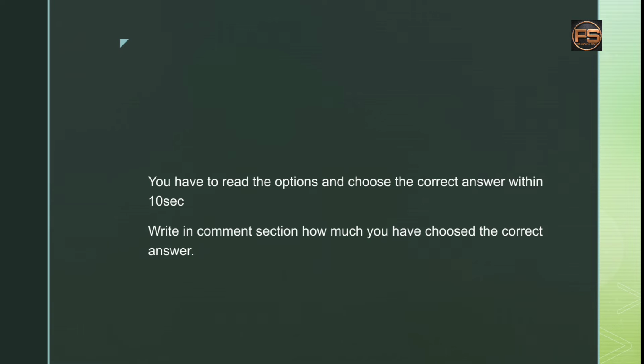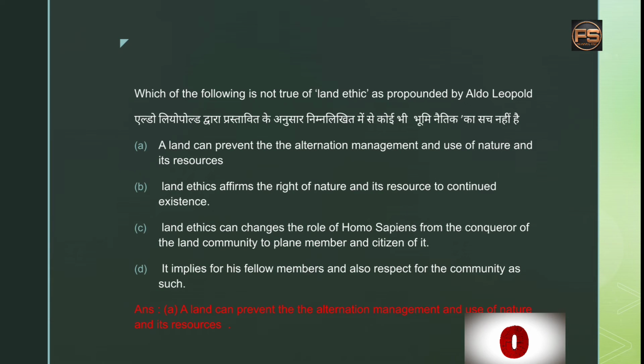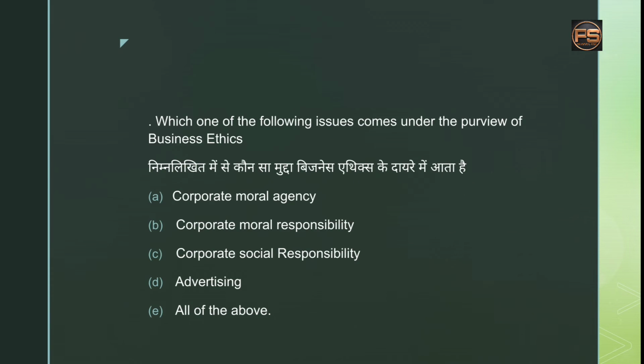Okay, now we will practice all the previous year questions of applied philosophy. You have to read the options and choose the correct answer within 10 seconds, and write in the comment section how many you have chosen correctly. First question is December 2019. Which of the following is not true of land ethics as propounded by Aldo Leopold? The answer is A. A land ethic can prevent the alteration, management, and use of nature and its resources.